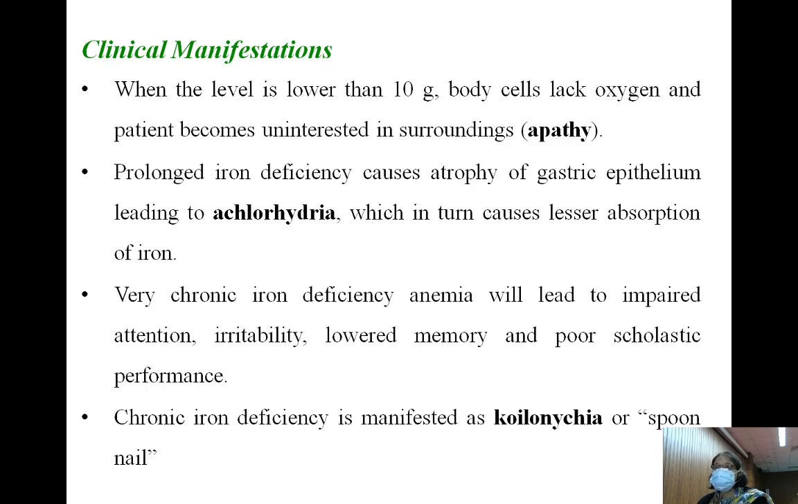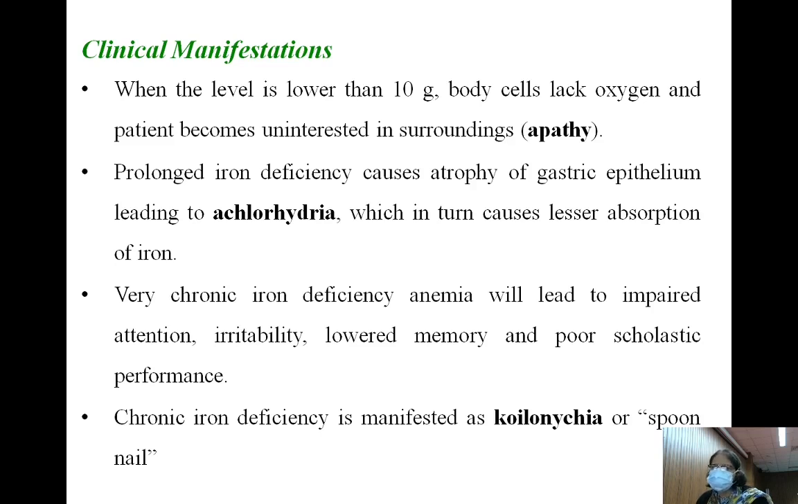Clinical manifestation of anemia: when the level is lower than 10 gram, body cells lack oxygen and patients become uninterested in surroundings. Prolonged iron deficiency causes atrophy of the gastric epithelium, leading to achlorhydria, which in turn causes lesser absorption of iron. Very chronic iron deficiency anemia will lead to impaired attention, irritability, lowered memory, and poor scholastic performance.